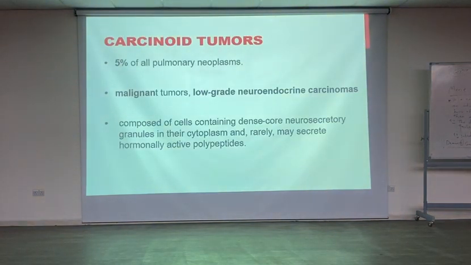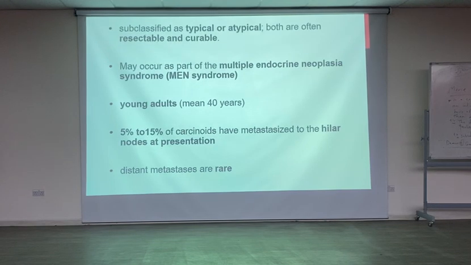So they account for 5% of the pulmonary tumors. They are considered malignant, however they are low-grade neoplasm. They are made of cells that have the dense core neurosecretory granules in their cytoplasm, so some of them may produce hormonally active polypeptides, resulting in signs and symptoms in the patients, and this is considered rare. It's subclassified into typical and atypical carcinoid, and this will affect the risk for lymph node involvement, distant metastasis, and the treatment. However, both types, typical and atypical, are resectable and curable.